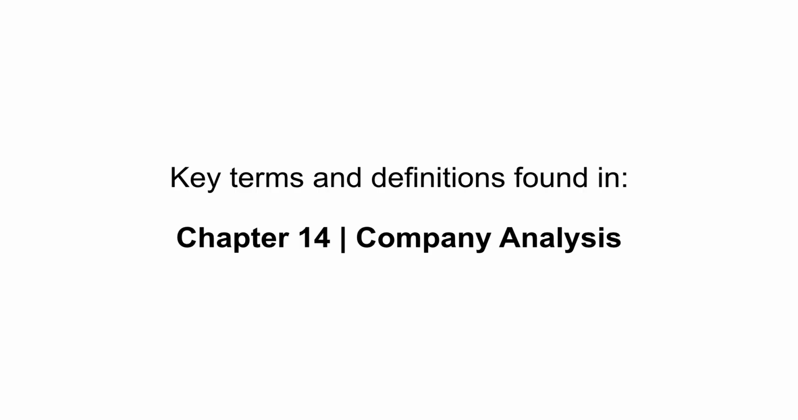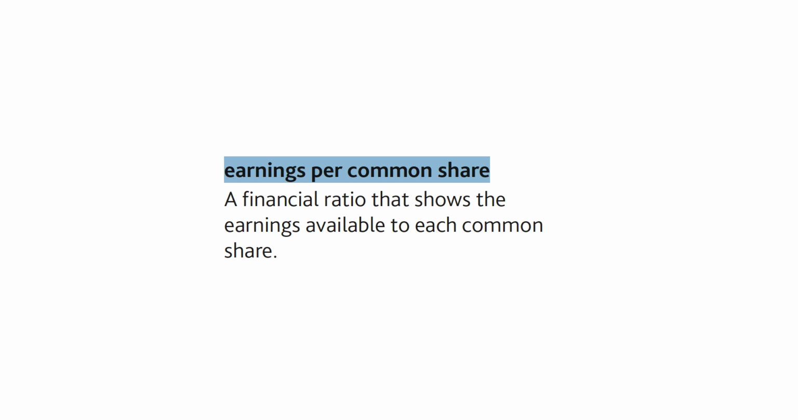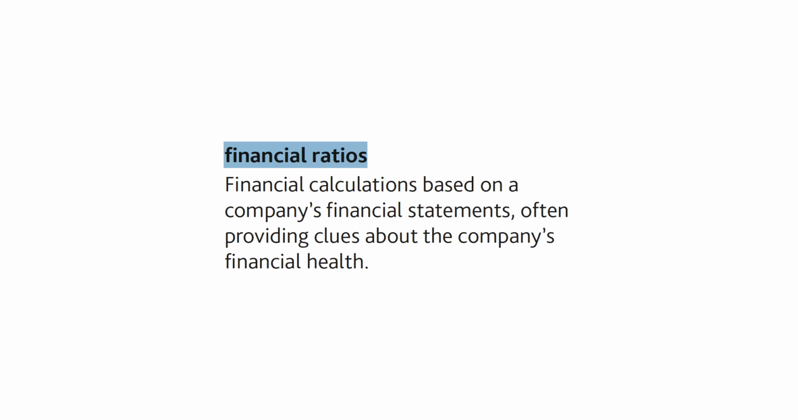Key terms and definitions found in Chapter 14, Company Analysis. Capitalization or capital structure. The total dollar amount of all debt, preferred and common stock, and retained earnings of a company can also be expressed in percentage terms. Earnings per common share. A financial ratio that shows the earnings available to each common share. Financial ratios. Financial calculations based on a company's financial statements, often providing clues about the company's financial health.